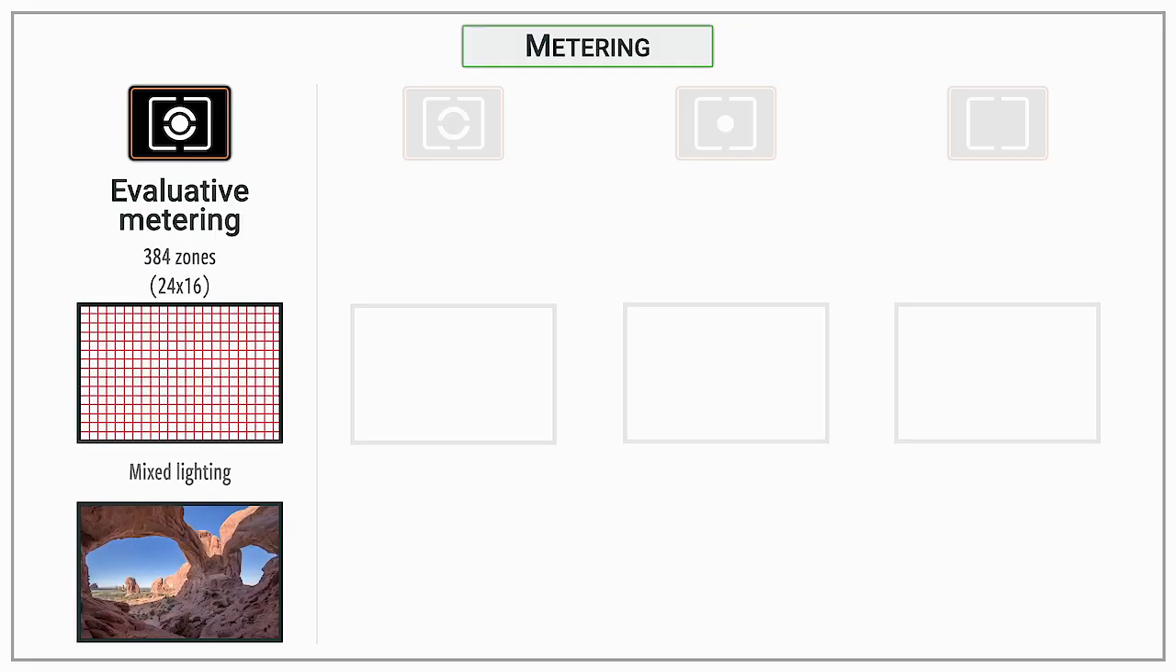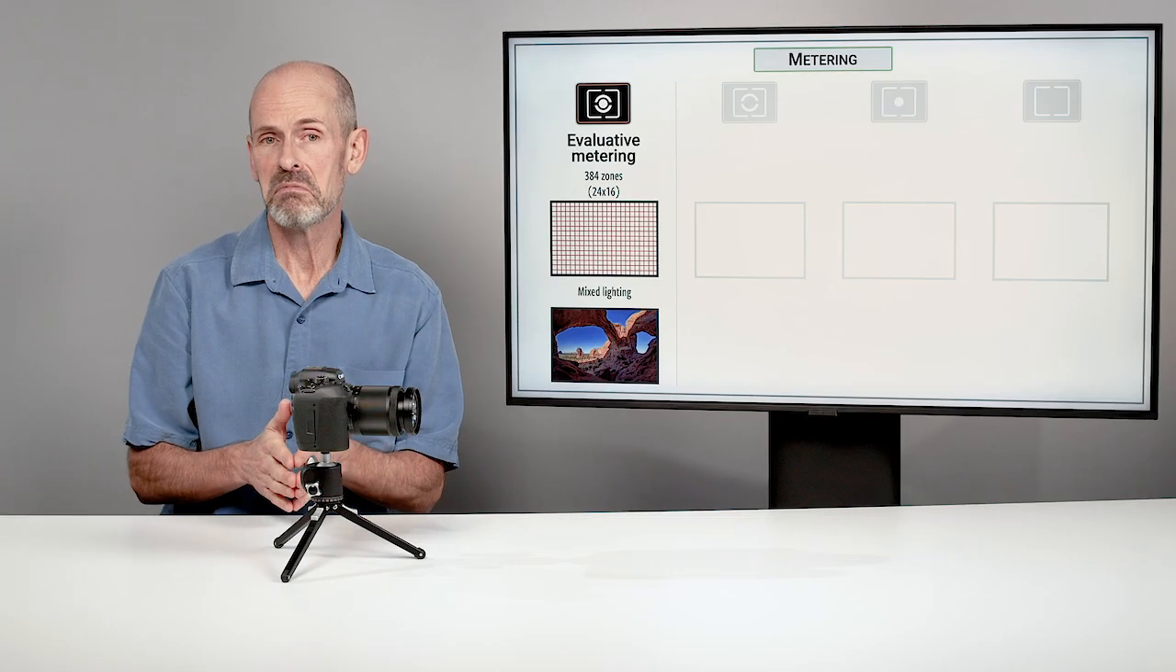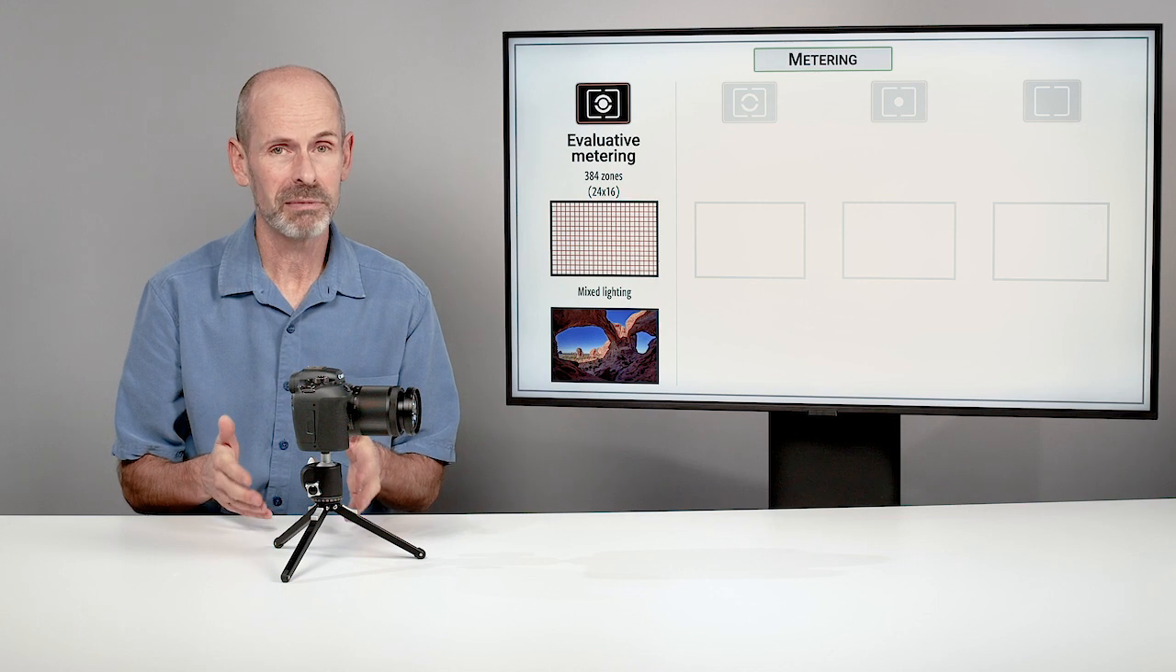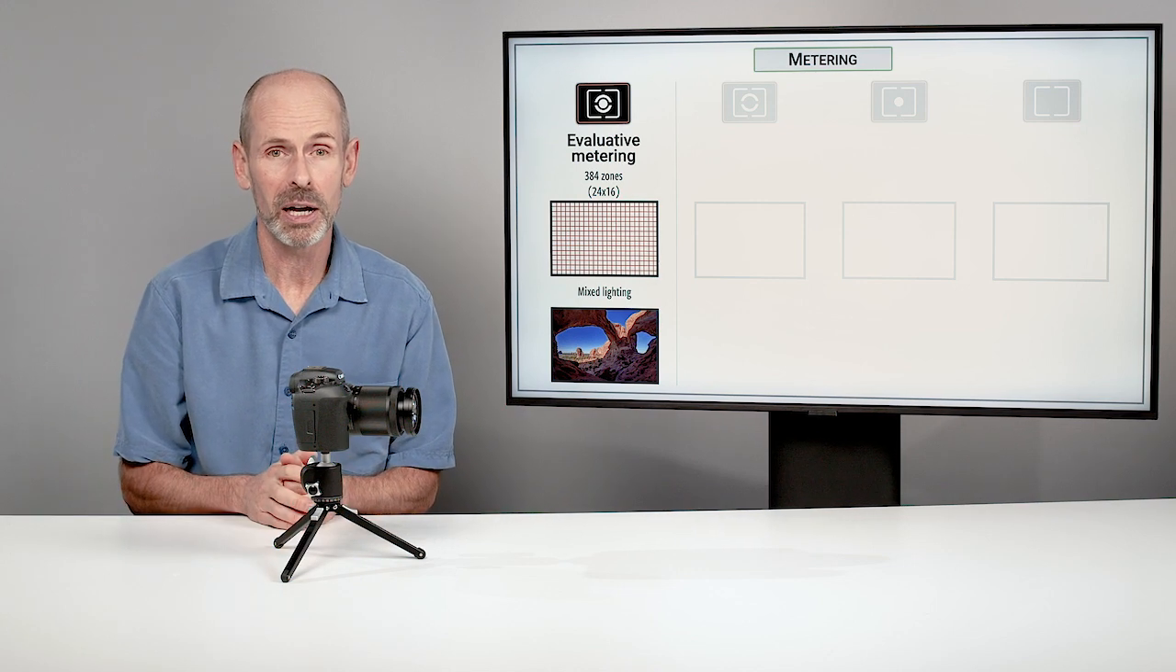This is where the camera breaks the scene up into 384 zones. It measures the lightness, the darkness, got a special algorithm, and it basically gives you a pretty good exposure reading in most all situations. And this is where I leave my camera pretty much all the time. This is where most people who shoot Canon leave it all the time because it does a pretty good job.